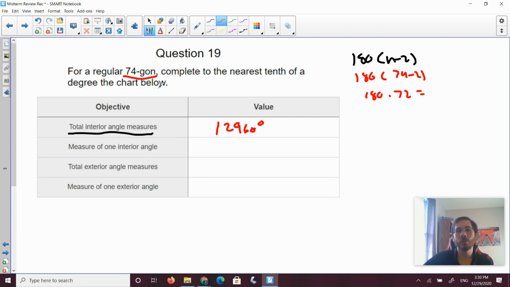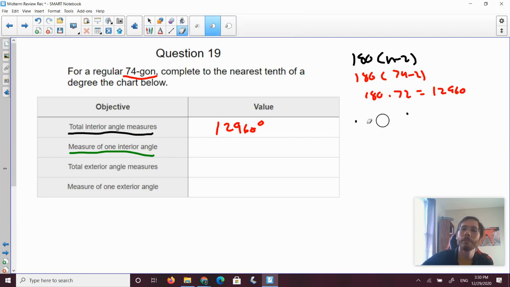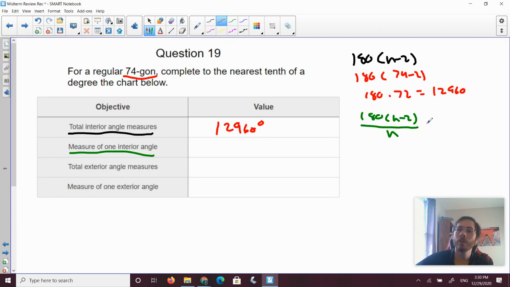Next one says we have to find the measure of one interior angle. Well, if we're just finding one of them and we know what the total is, if I divided by 74, I'd get the value of one of them. So what we're going to do, let me finish this equals up though, is we're going to take this value that we got and we're going to divide it by 74. The formula for that would be 180 times n minus 2. Should be doing that in green, so we'll flip that, so we don't get our formulas mixed up. 180 times n minus 2, all divided by n. I'm still going to substitute in red though.